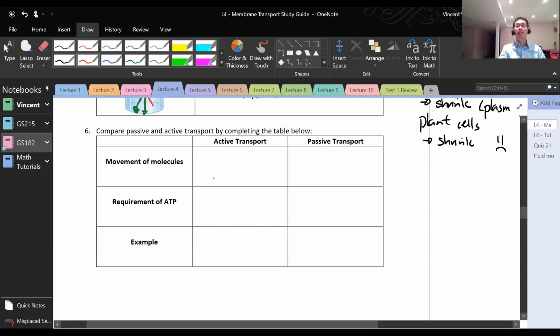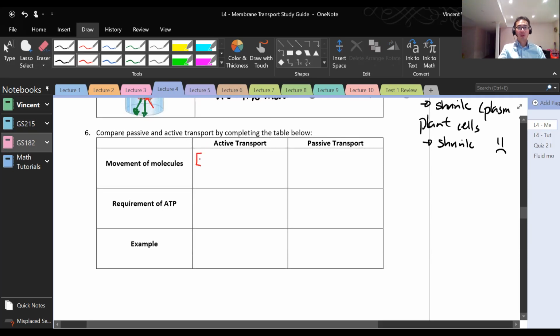Active transport. Active transport is actually movement from low concentration to high concentration. The other way around. Okay, sorry about that. So this is against the concentration gradient. Okay, it's like pushing a ball uphill. It requires energy. It requires ATP from the cell. So yes, requires ATP from the cell.